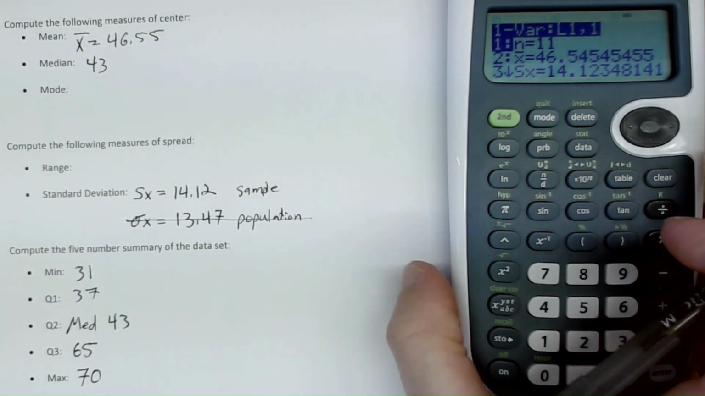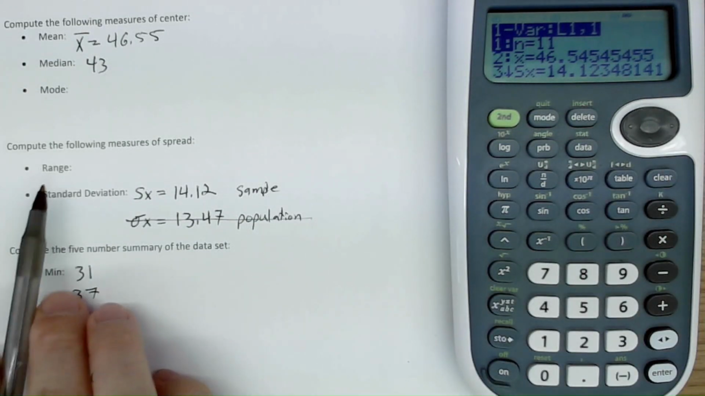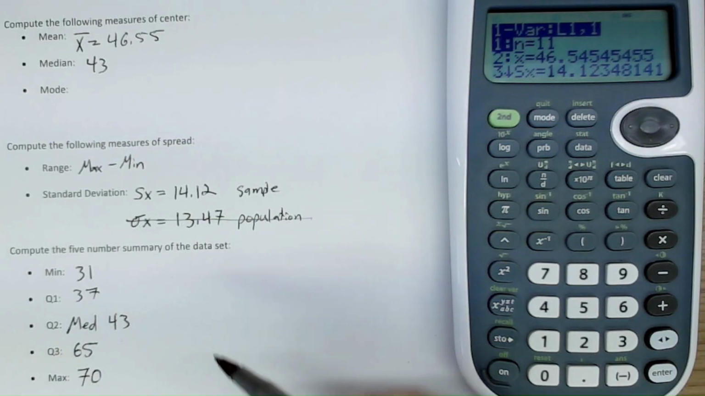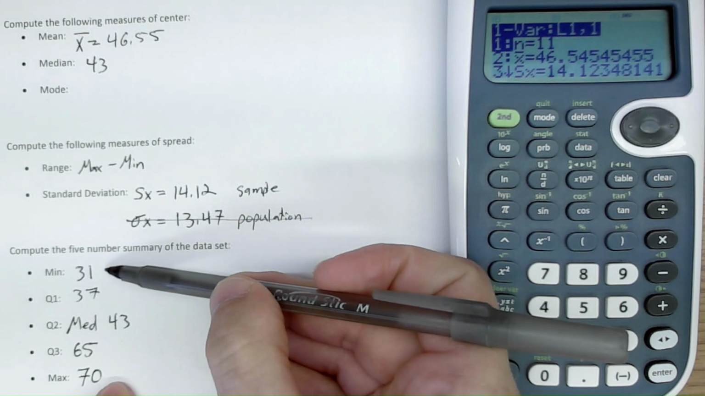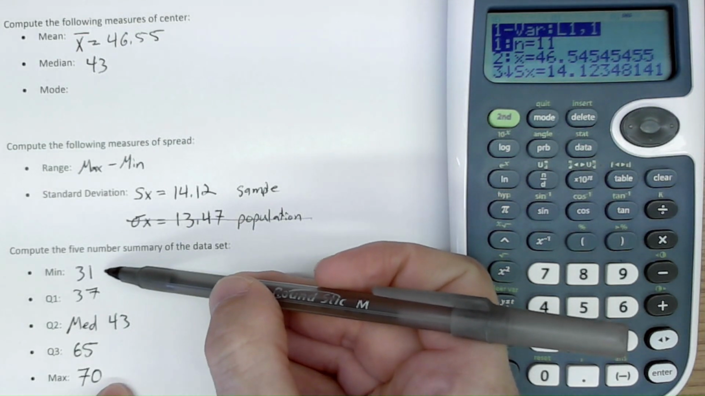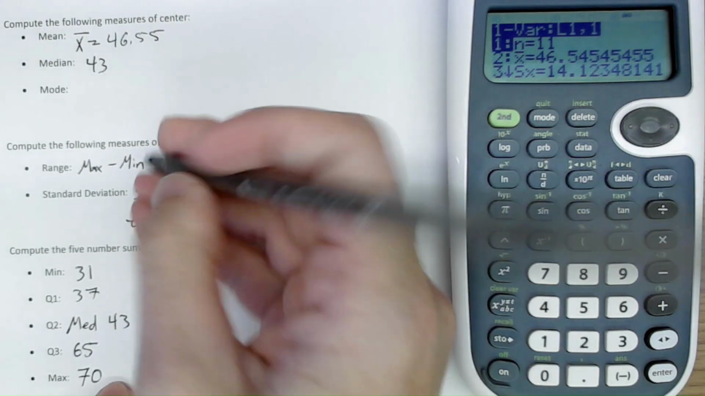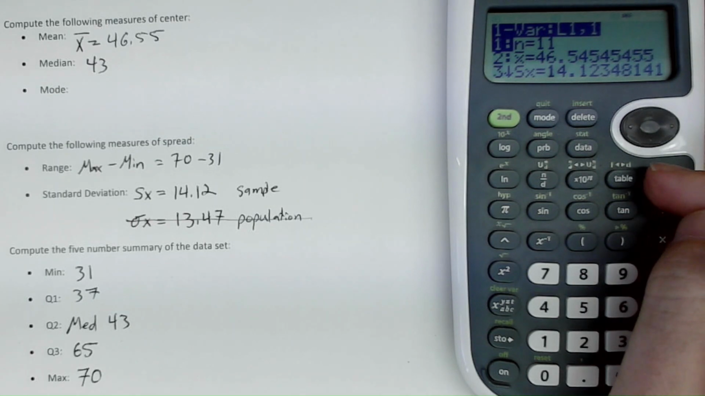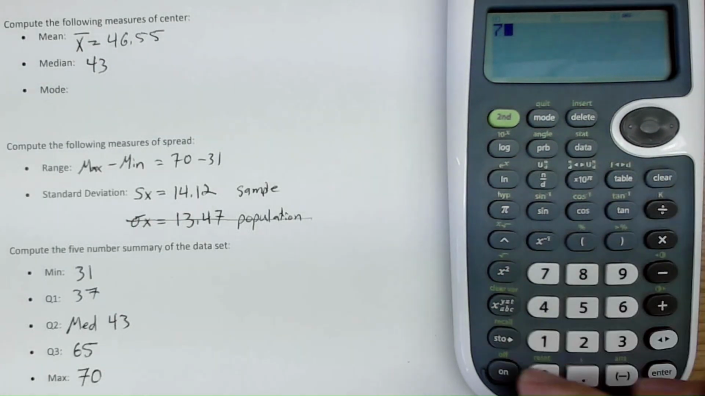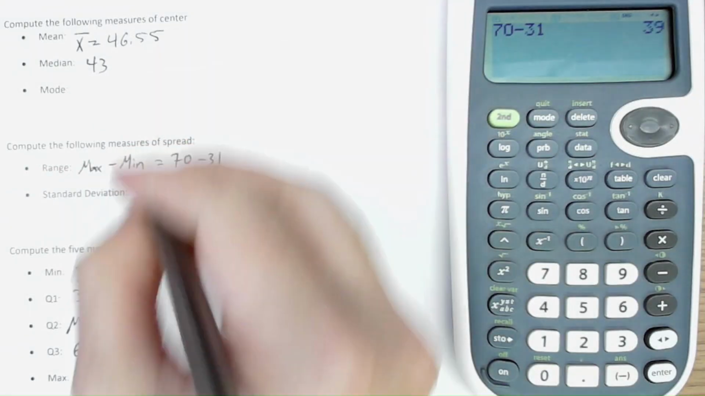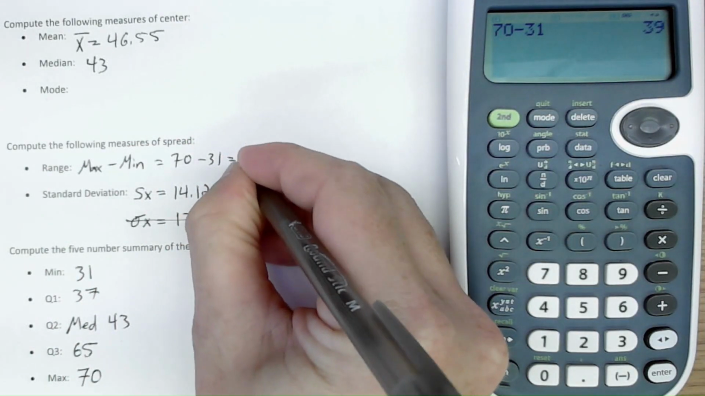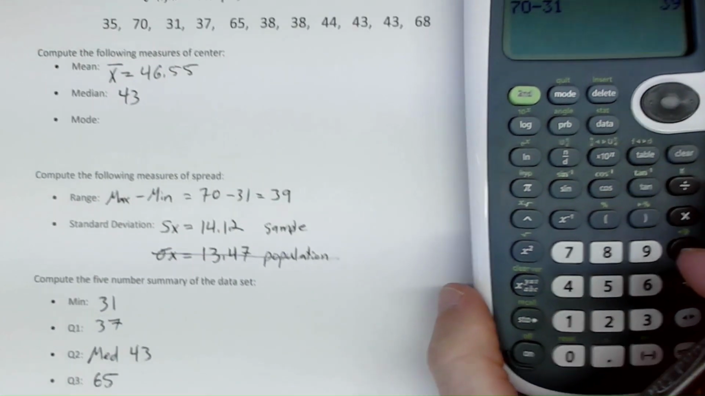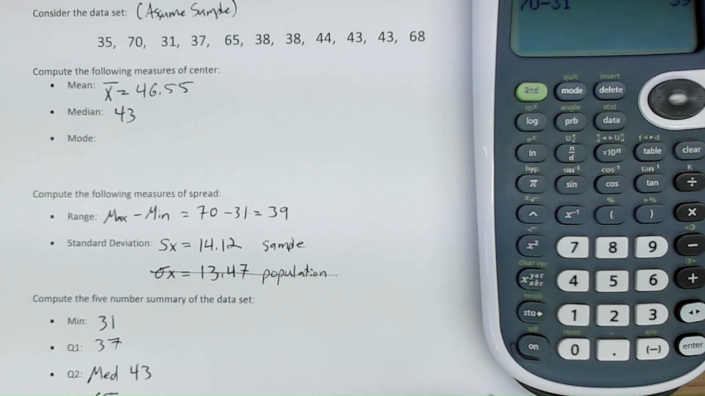We might have to answer questions beyond what the calculator computes. The range is always going to be the maximum value minus the minimum value, but since we've just computed both of those either by inspection or from the calculator, we can simply subtract those. So 70 minus 31. Let me hit the clear button on my calculator. 70 minus 31. I see that my range was 39.